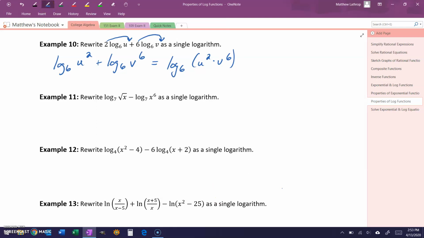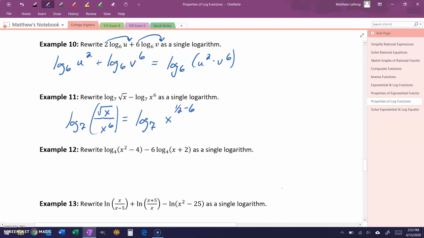In example 11, we don't have any factors in front to take care of, so we can simply combine this as the log base 7 of the square root of x over, since the original two terms were being subtracted, write this as over x to the 6th power, which would be the same thing as the log base 7 of x to the 1/2 minus 6, if we were to combine those exponents, or the log base 7 of x to the negative 11 over 2.